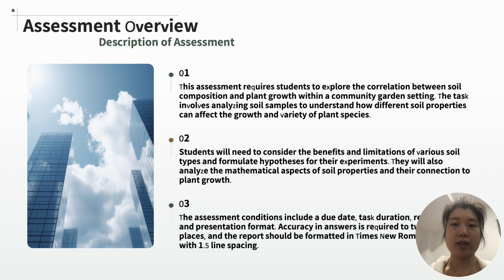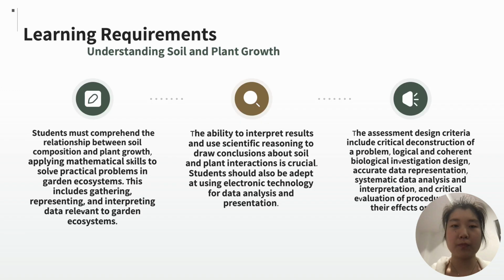This project is designed to help students investigate how soil composition affects plant growth within a community garden context. Students will analyze soil samples to understand the impact of various soil properties on the growth and the diversity of plant species. They will also consider the benefits and limitations of different soil types, formulate hypotheses, and analyze the mathematical aspects of soil properties related to plant growth. The condition for this assessment includes a due date, task duration, report length, and a presentation format.